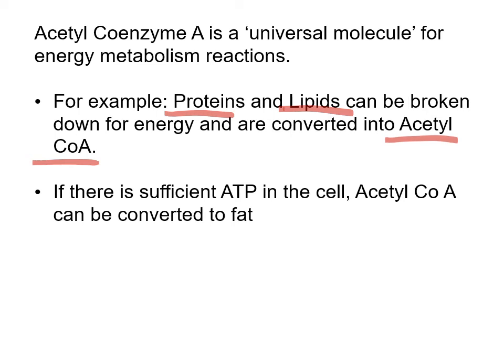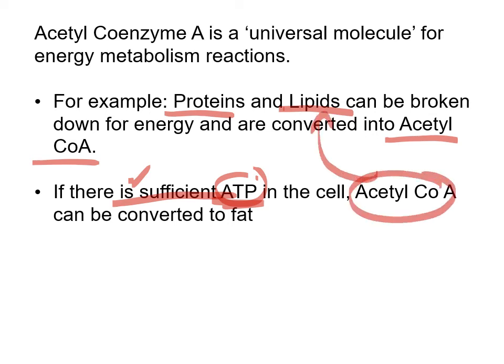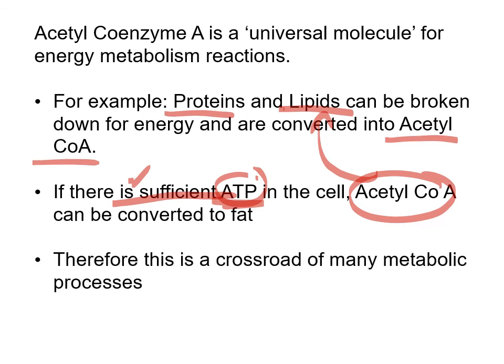If there is not enough ATP in the cell, we're going to be using that acetyl-CoA to make some energy because we need more. If there is sufficient ATP, then we can actually reverse some of these processes, and we can take this acetyl-CoA and turn it into long-term storage as lipids. So think of this as a crossroad. We have a meeting point, and acetyl-CoA is a very important molecule. It's like the junction point, crossroads, for several different metabolic processes.